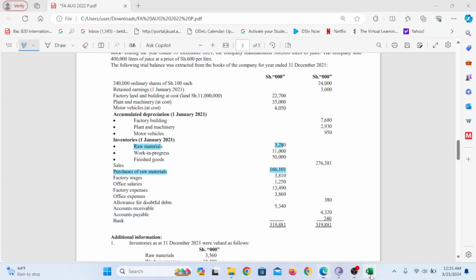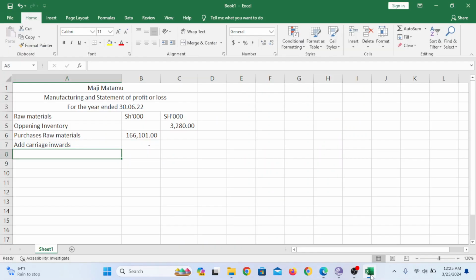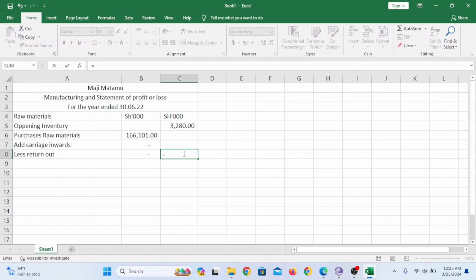And then we need to less returns outwards, if it is there. In our question we didn't have it. So I'll bring the values here. You add the 3, so it maintains 166,101.